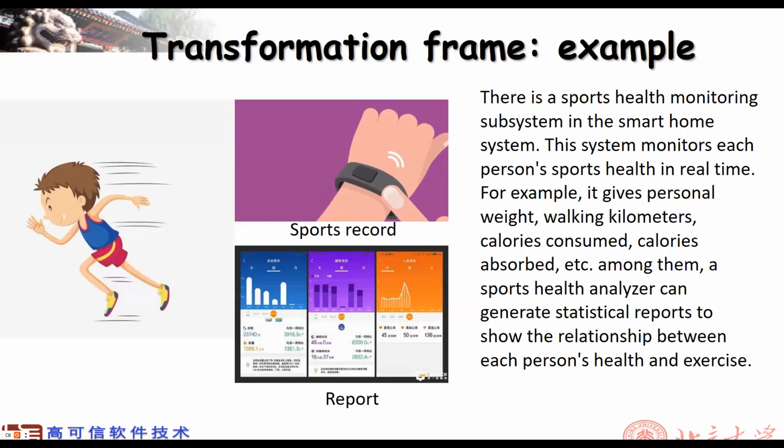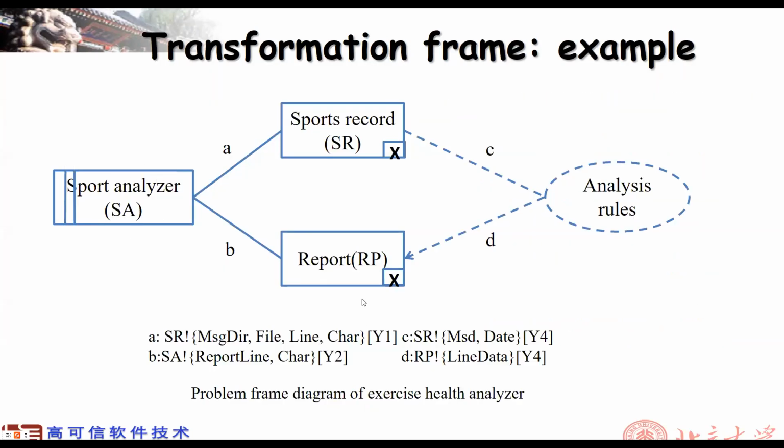And a sports health analyzer can generate statistical reports to show the relationship between people's health and exercise every day or every month or every year. So how to build this kind of machine? We need a sports analyzer. You get an everyday sports record, and then you get a report. You give certain analysis rules. So from this record, we get a report according to the analysis rules. And this is x, and these are the data expression. So A, B, C, D are both y.